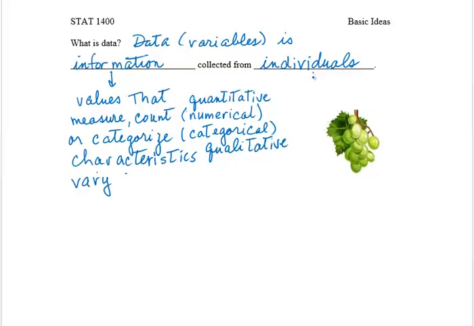When it comes to individuals, the first thing that comes to your mind might be people. And individuals can be people, but it can be so much more. We can also study animals, objects, events, and on the list goes.